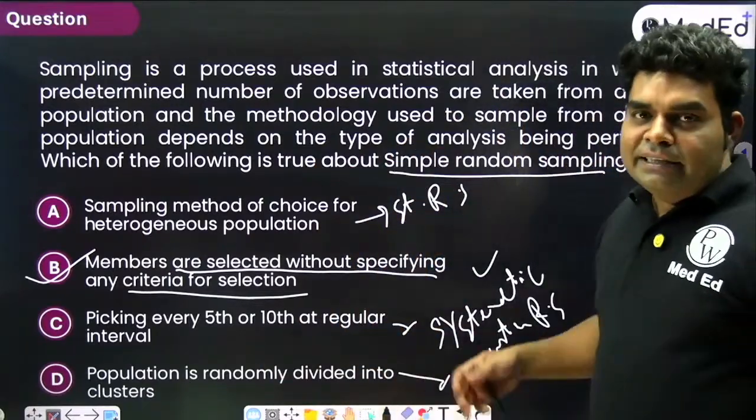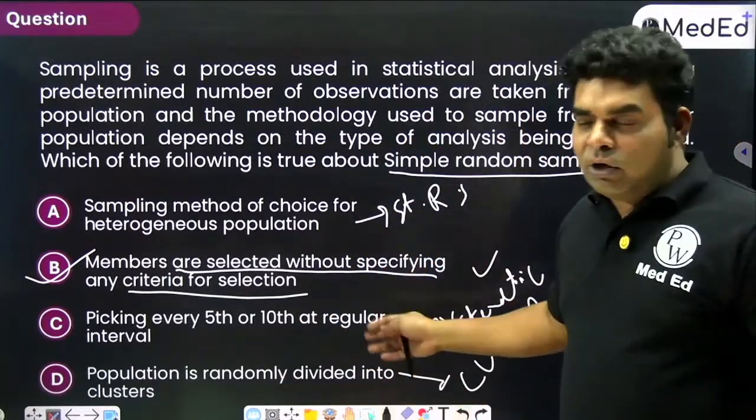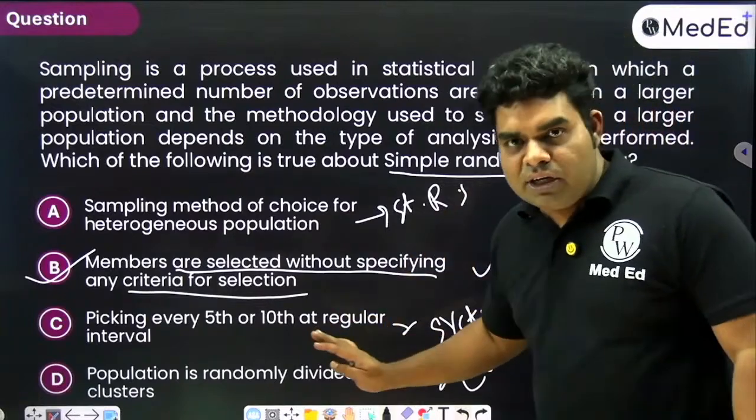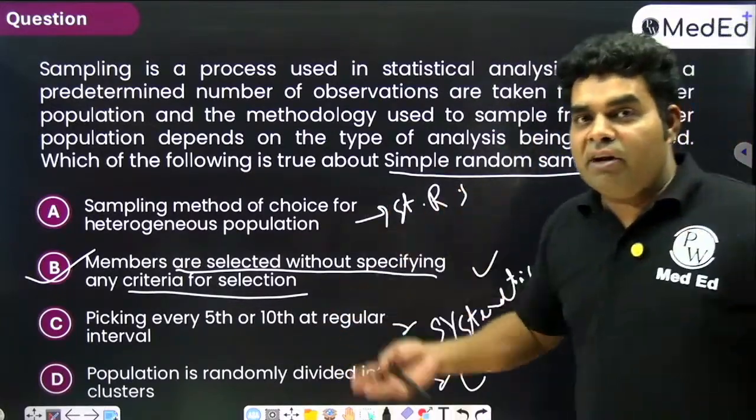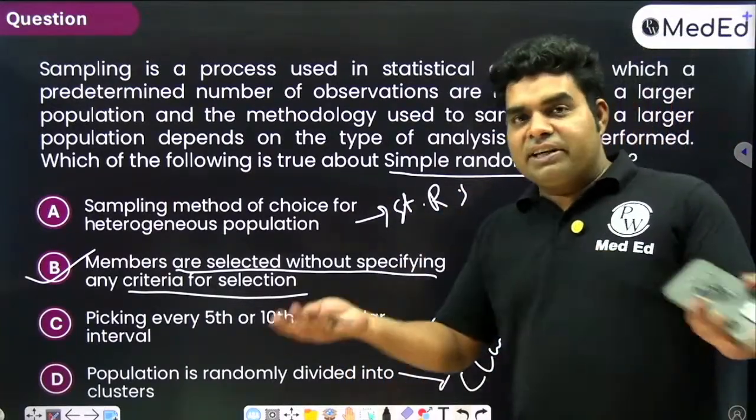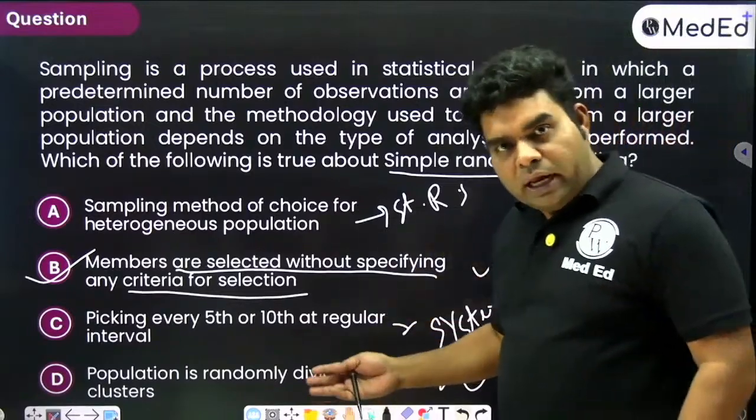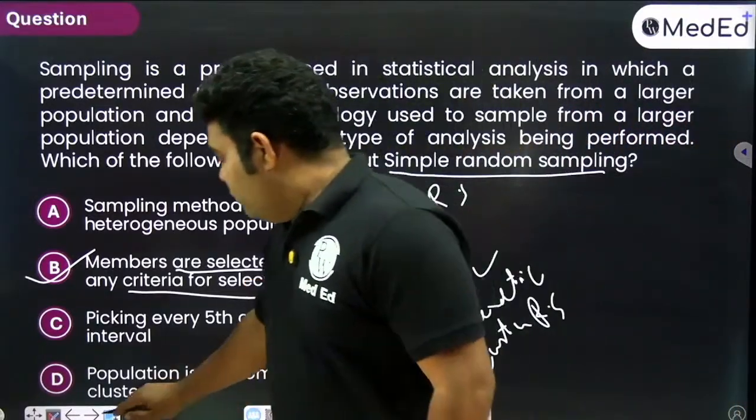This is simple random sampling. Why did I do this? Because I had no criteria before selection and everyone was homogeneous, everyone was the same villager. So I did simple random. Okay. So whenever it is homogeneous, we do simple random.